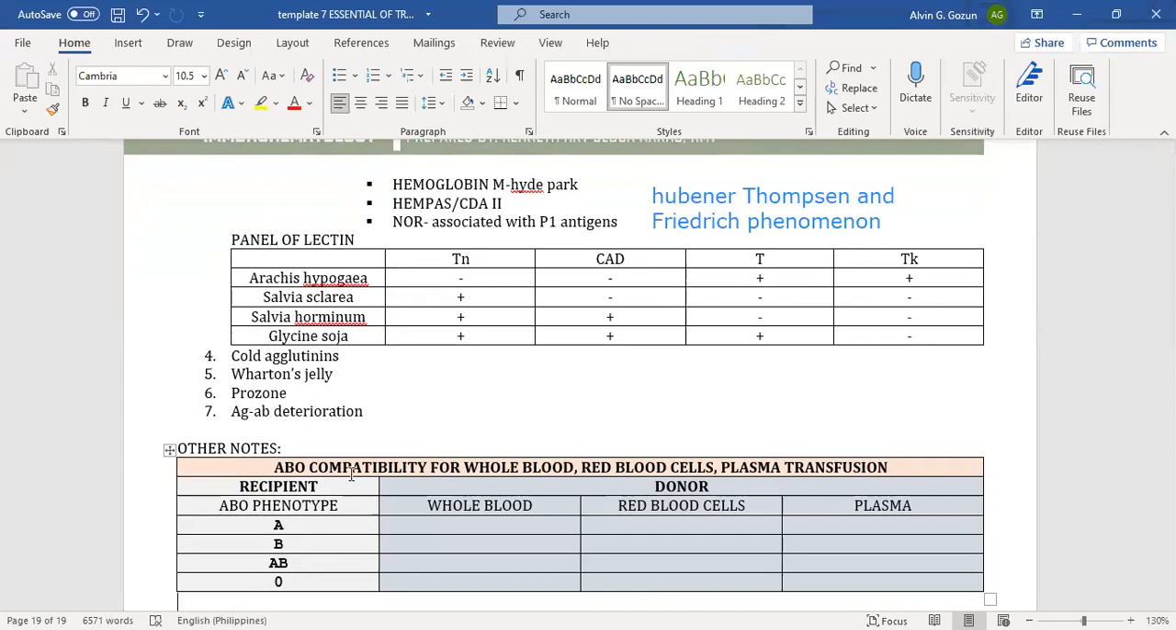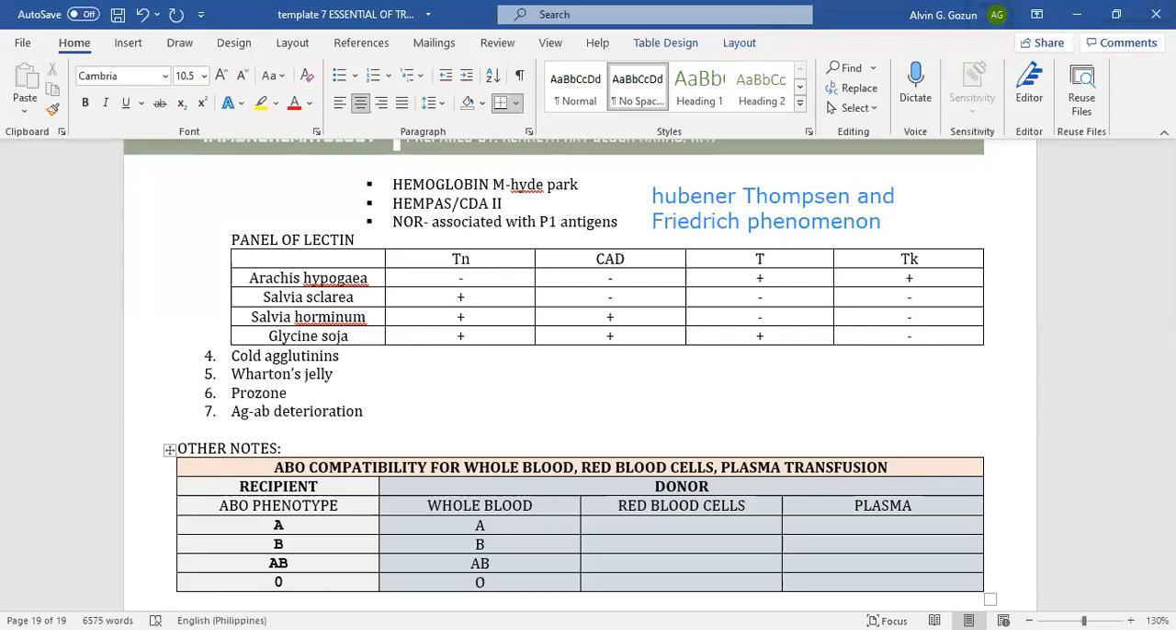So other notes, ABO compatibility for whole blood, red blood cells, and plasma transfusion. Na-discuss ko na rin yan, di ba? Kapag ang recipient or yung patient, may blood type na A, whole blood kunyari ang itatransfuse, anong blood type ang kailangang ibigay? A. Ito, blood type B si recipient, whole blood ang ibibigay na dugo ni donor. B. Next, whole blood, ang recipient is AB. AB. Tandaan nyo, ABO group specific, okay? And last is O.